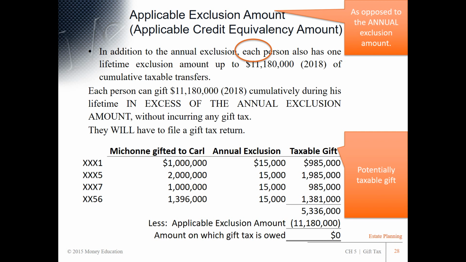Now, this is the annual exclusion, but here in this slide we have introduced the applicable exclusion amount. So what we're going to do is add up the taxable gifts over Michonne's lifetime, and they add up to $5,336,000. But we do know the applicable exclusion amount is $11,180,000. And so, of all that over $5 million that we call taxable gifts, the amount on which gift tax is actually owed is going to be 0.